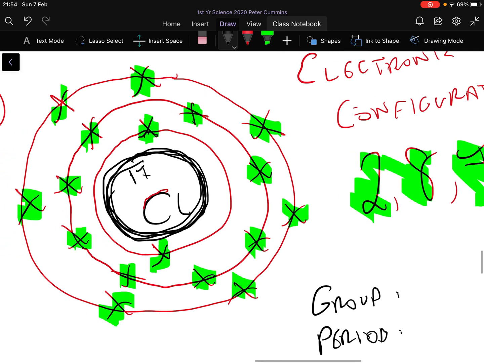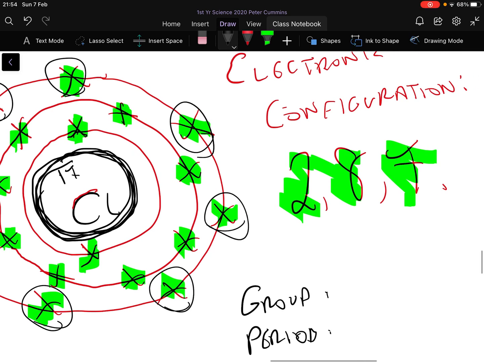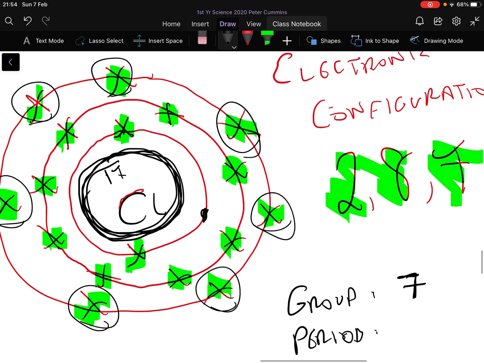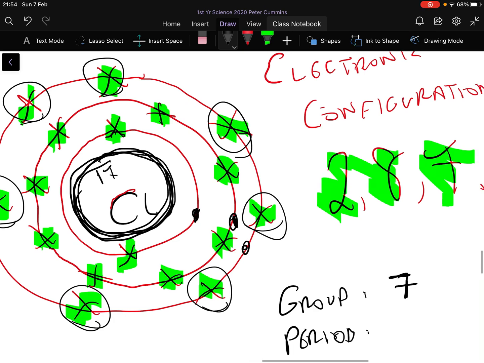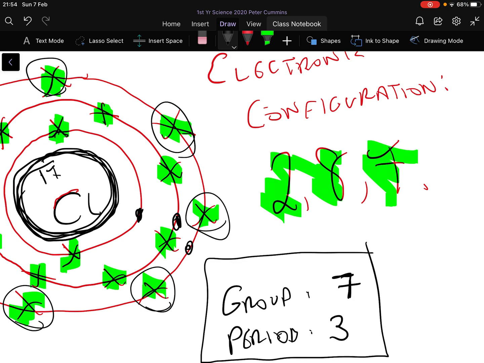So if we go to chlorine and I say, right, how many electrons has it got in its outer shell? That's going to tell us what group it is. So there, we have 1, 2, 3, 4, 5, 6, 7. So I would think chlorine is going to be in group number 7. How many rings has it got? Well, there's 1 ring, 2 rings, and 3 rings. So if I was a guessing man, chlorine is in group 7, period 3.